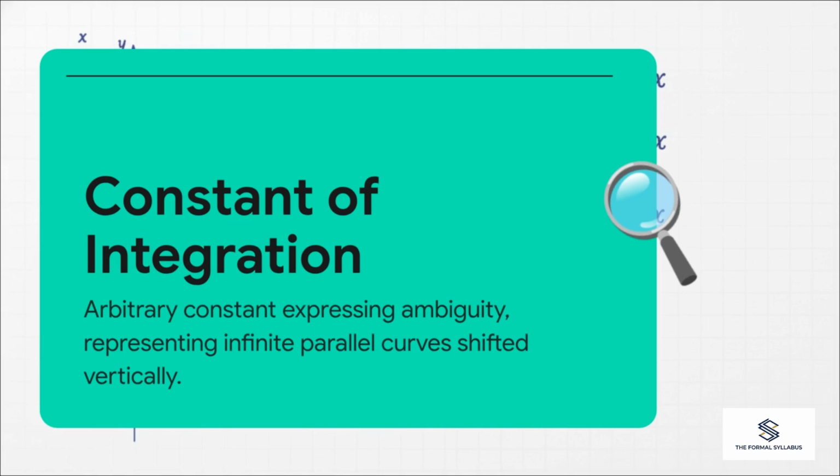If all we know is that the rate of change is 3x squared, we have absolutely no idea what that original constant was. Taking an antiderivative always leaves us with this vertical ambiguity on our graph. We're not finding a single curve, we're actually finding an infinite family of parallel curves, all with the exact same shape, just shifted up or down the y-axis.